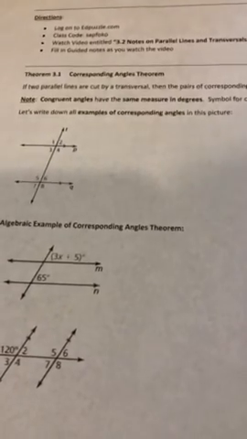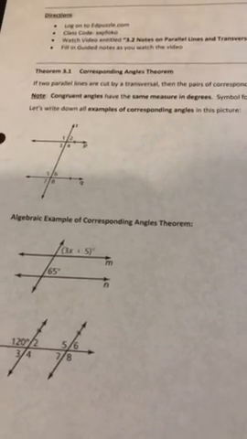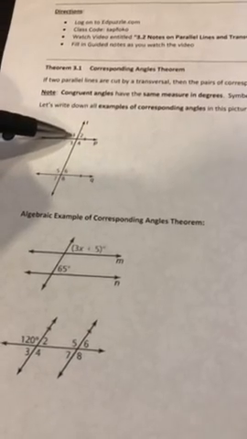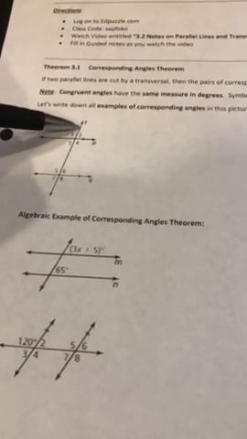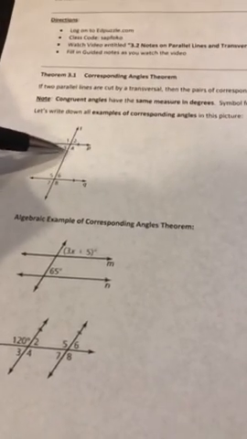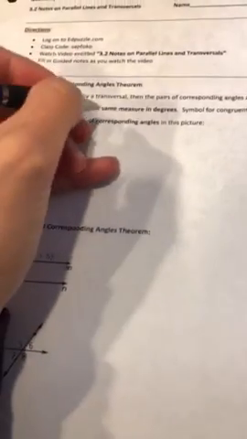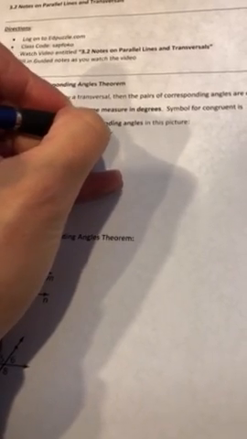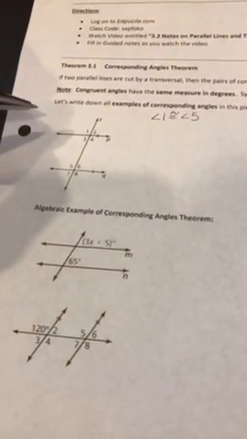Okay, now we know from before that corresponding angles are in the same relative position. So for example, look at angle 1. You see how angle 1 is in the upper left-hand corner in this set of angles. So the other angle that's in the upper left-hand corner is angle 5. Therefore, we know that angle 1 is congruent to angle 5. They are corresponding. What other angles are corresponding?